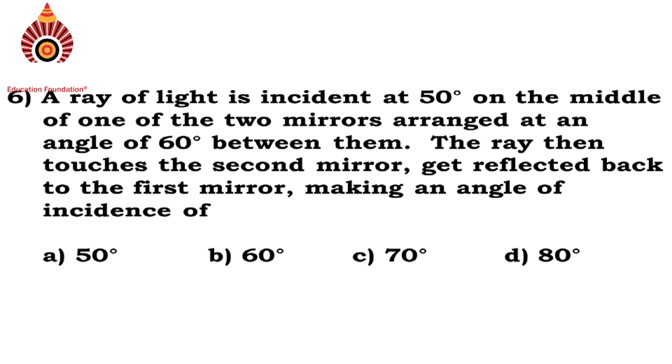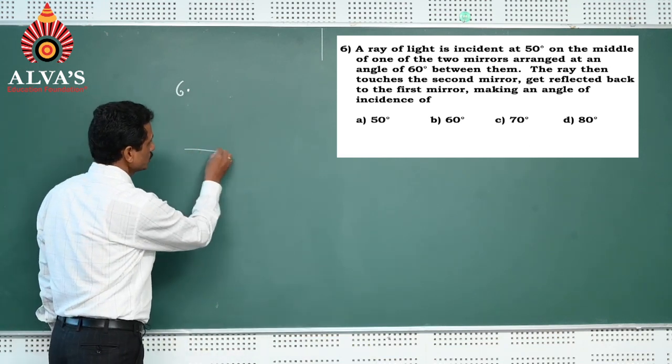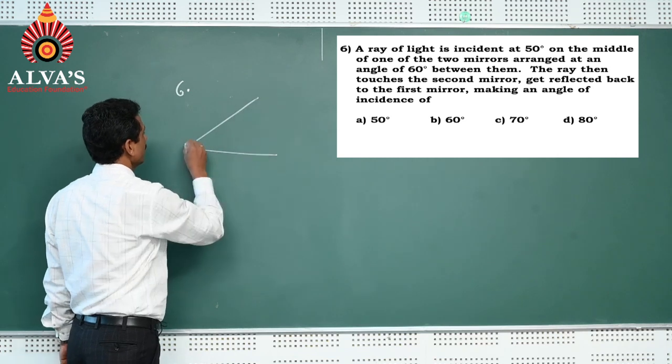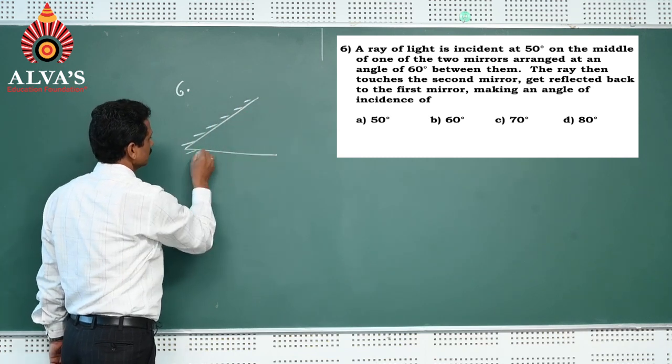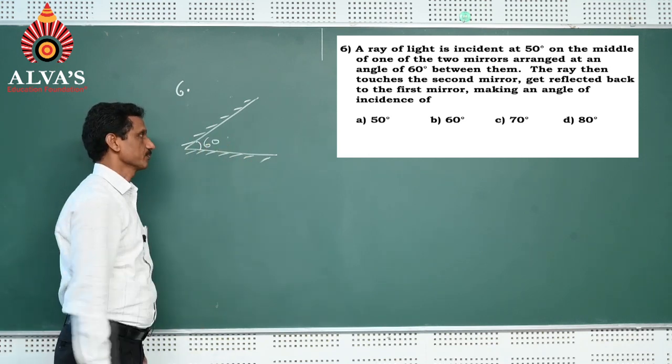A ray of light is incident at 50 degree on the middle of one of the two mirrors arranged at an angle of 60 degree between them. The ray then touches the second mirror, gets reflected back to the first mirror, making an angle of incidence of... See, the problem will be like this. Two mirrors are placed at an angle theta. Angle between the two mirrors is 60 degree.